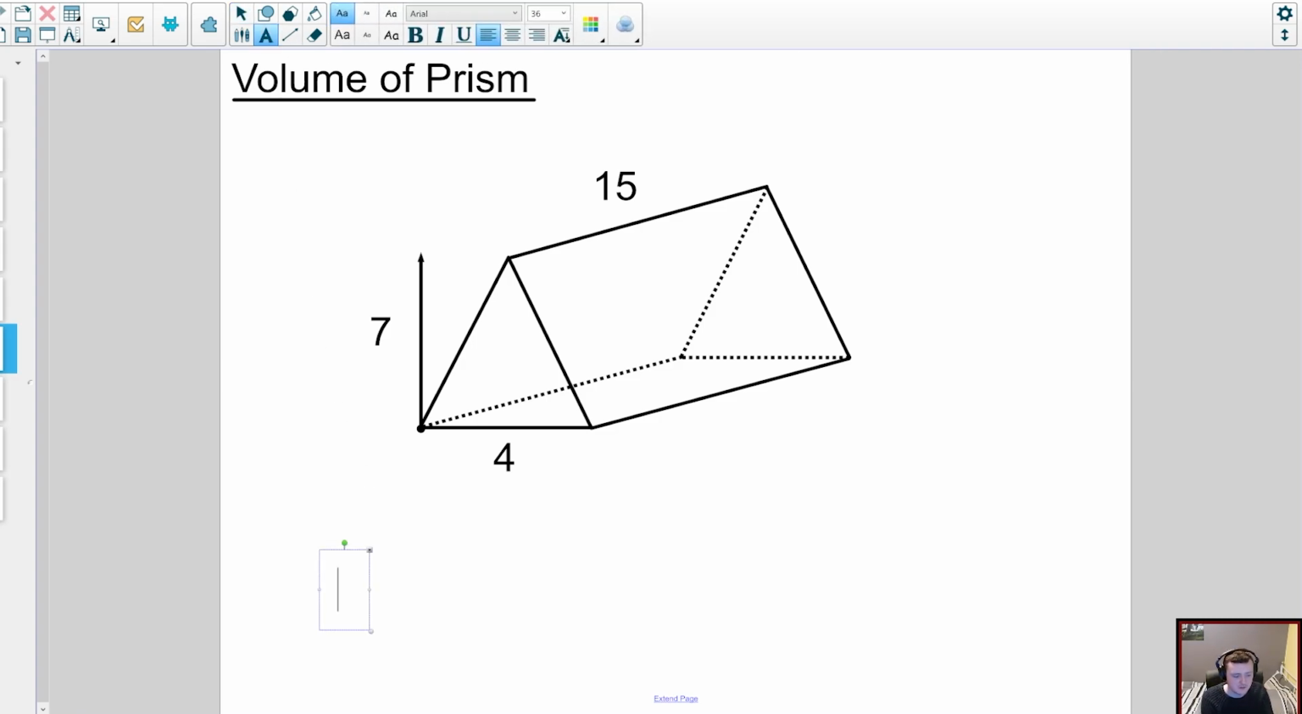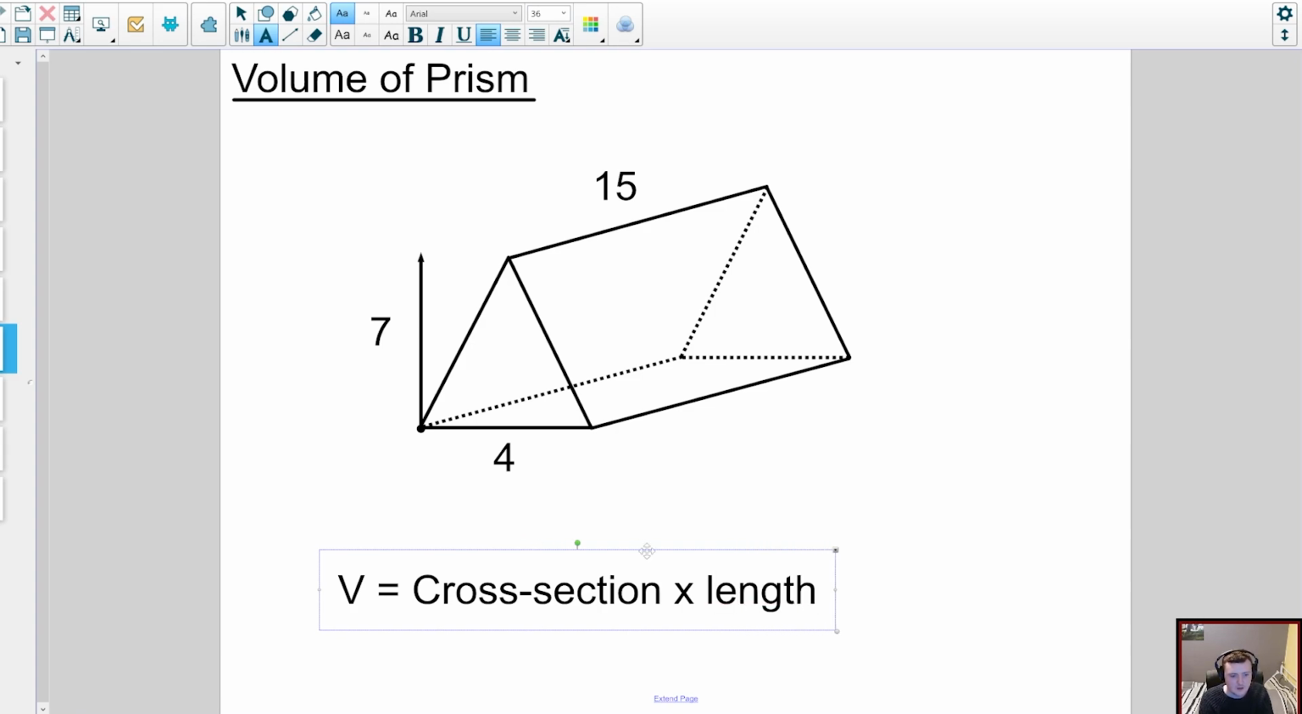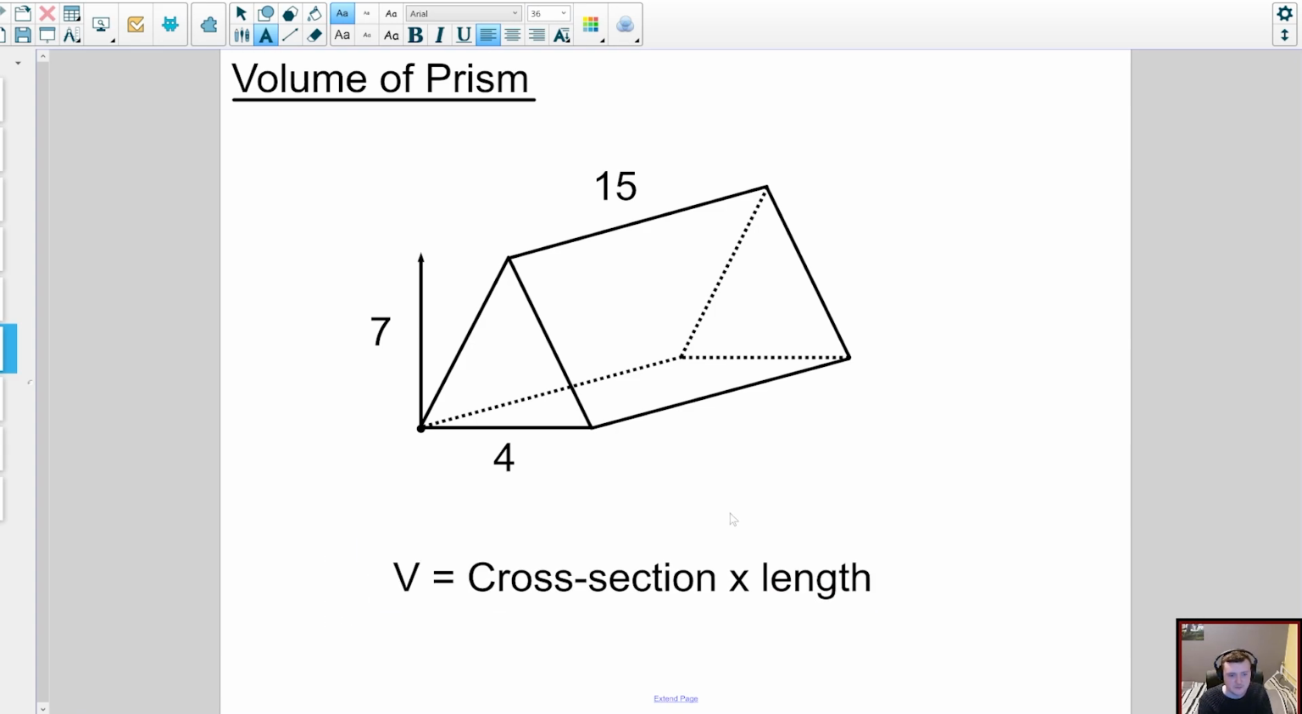However, you need to understand what the formula is talking about, otherwise it will throw you off when you see it. So the volume of a prism is equal to the cross-section multiplied by the length. Now, what does cross-section mean? If you imagine this to be a cake, and I took a knife and sliced the cake down the middle, what shape would I see? Well, I'd see the triangle on the front of this shape.